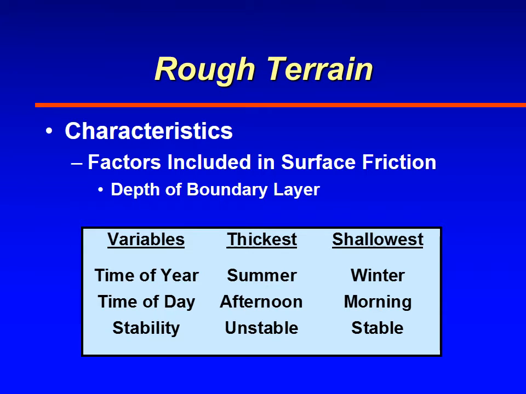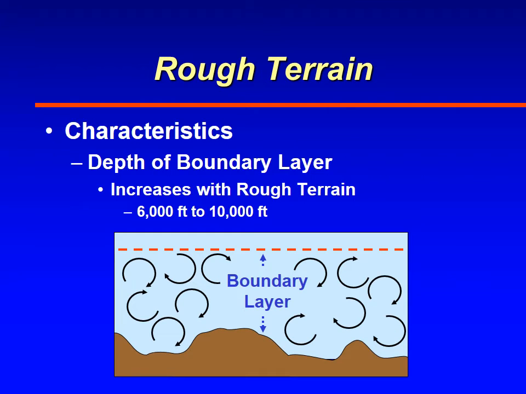Remember, we said the time of year tends to be thicker in the summertime, and the time of day in the afternoon you tend to get more turbulence as a result of rough terrain. And then finally, an atmosphere that is unstable tends to produce a much thicker boundary layer. So boundary layer increases with rough terrain and also increases during the summertime and the afternoon under unstable conditions. And typically, sometimes you can see the boundary layer so deep it may go up to 10,000 feet MSL.